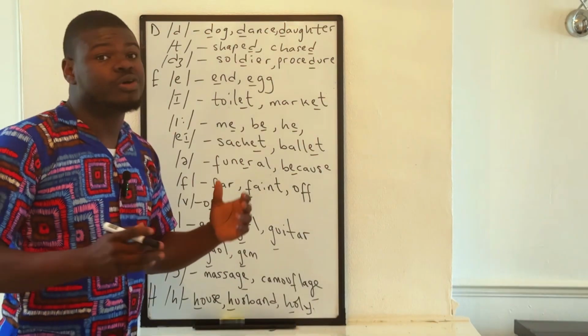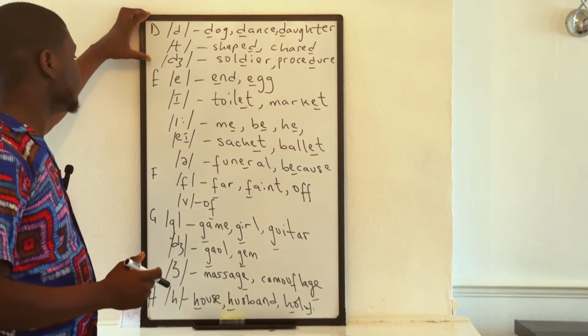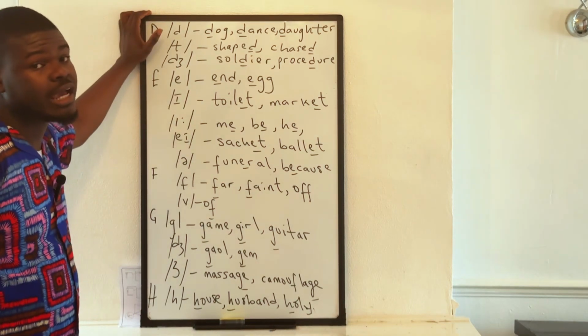The next set of letters we're looking at are the letters D, E, F, G, and H.